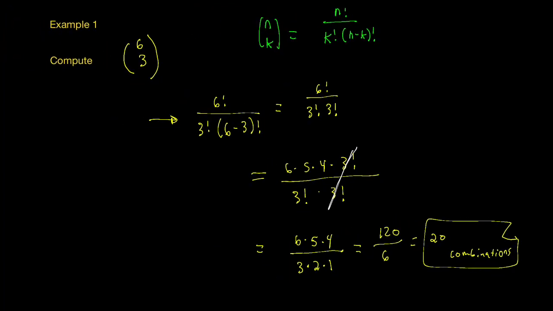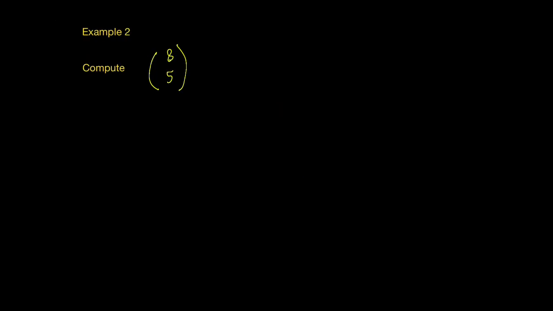Let's try one more. So here we have 8 choose 5. So here again we can do our skeleton. n choose k is equal to n factorial over k factorial times n minus k factorial. So here n is going to be my 8 and k is going to be my 5. So let's make the appropriate substitutions. So we get 8 factorial over 5 factorial multiplied by 8 minus 5 factorial.